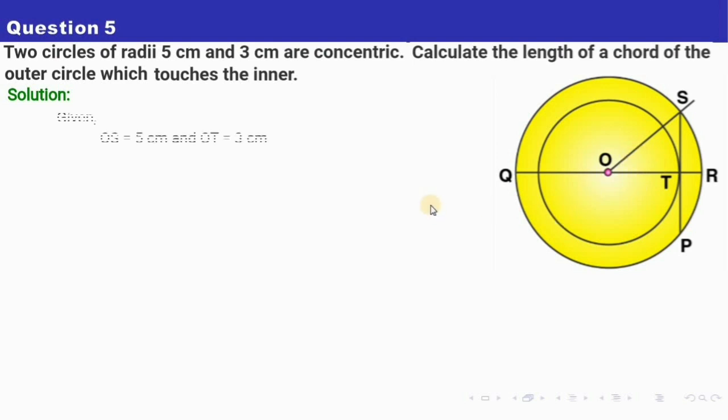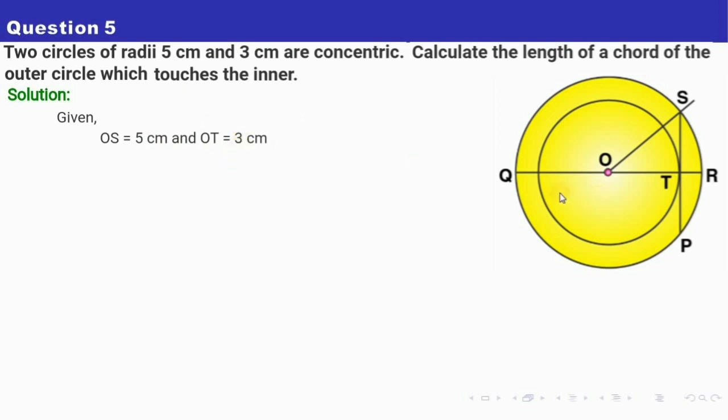Okay, so we have been given that OS is the outer radius, right? OS is the outer radius, and the outer radius is given to be how much? 5 centimeter. And OT means the radius of this inner circle. OT is given to be how much? It is given to be 3 centimeter.